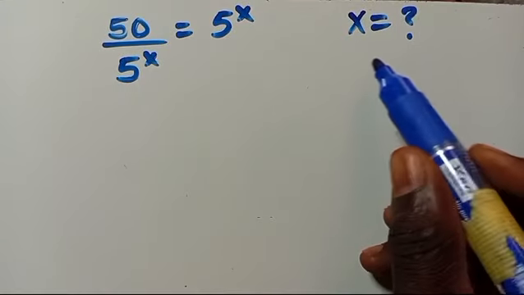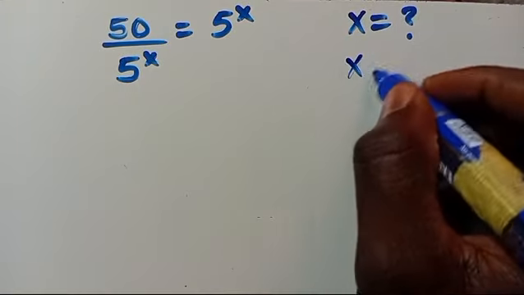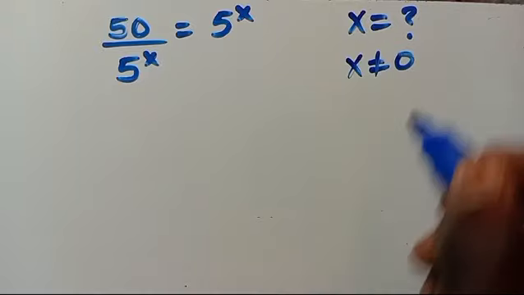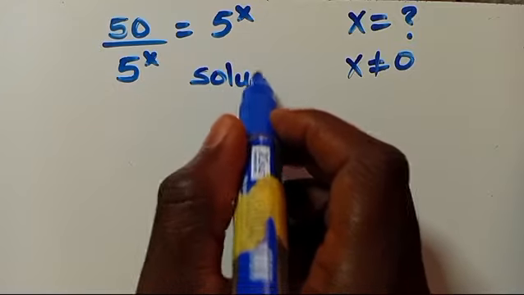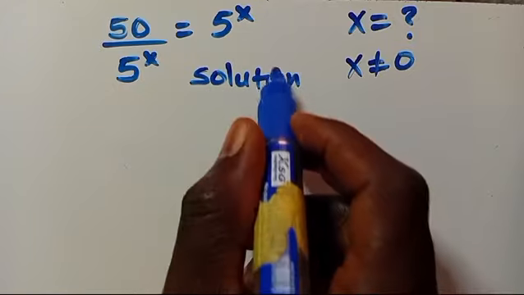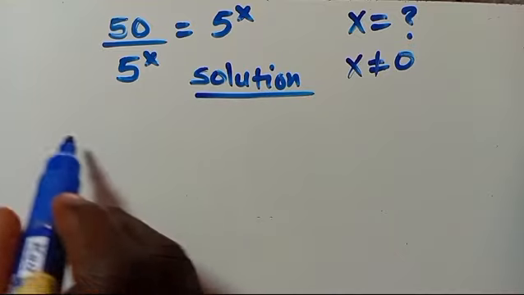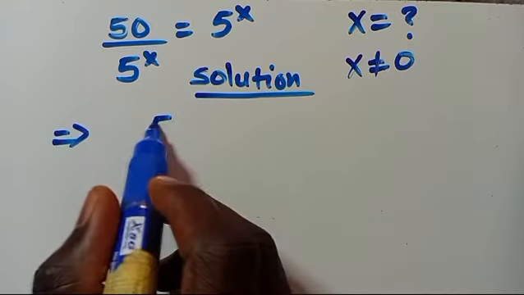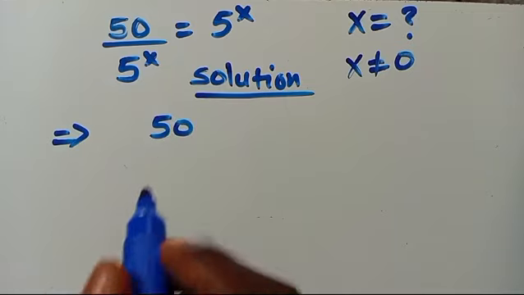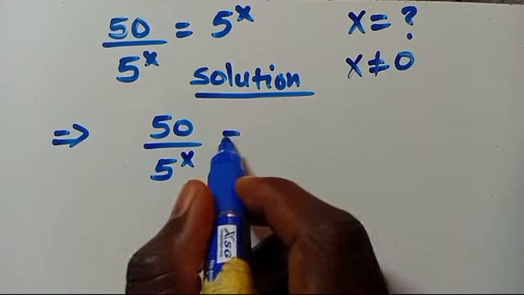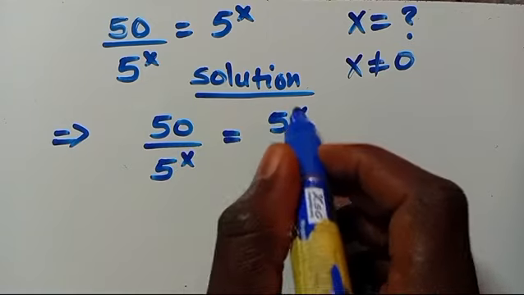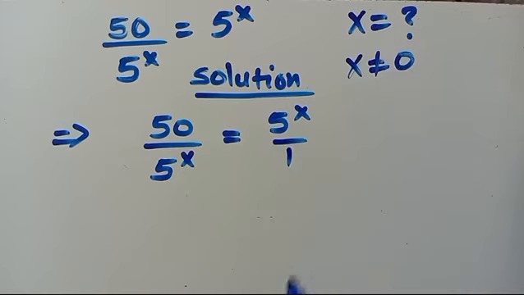Hi, what is the value of x given that x does not equal 0? Then we have the solution from here. So let's have it as 50 over 5 to the power of x equals 5 to the power of x over 1.